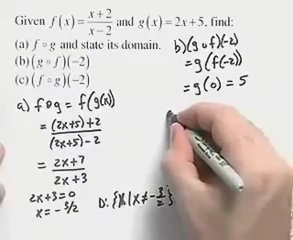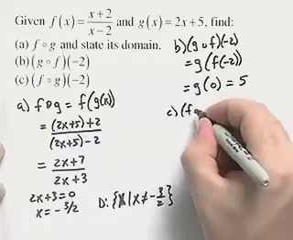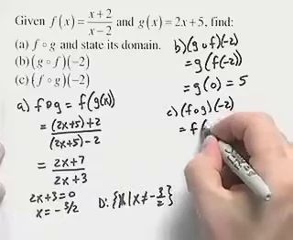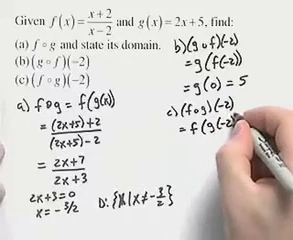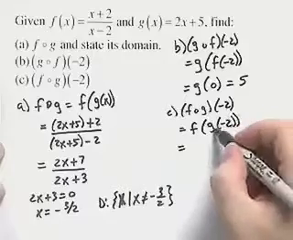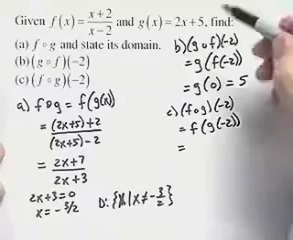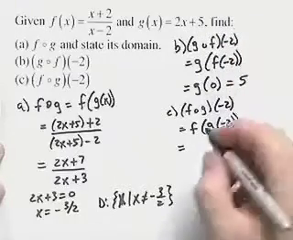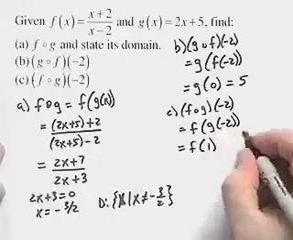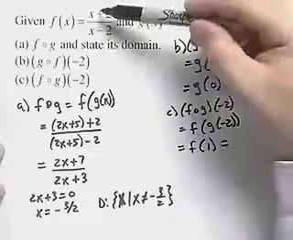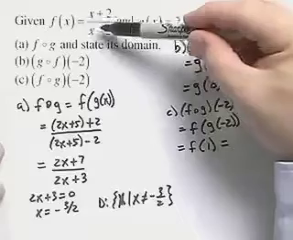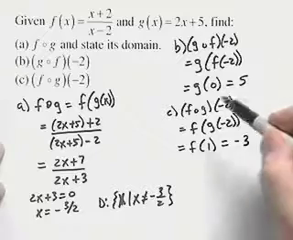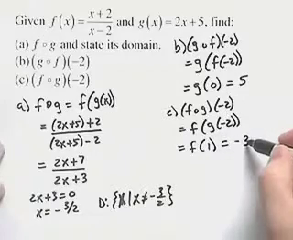For part C, we want to find f of g of negative 2. This is the same as f of (g of negative 2). So we first need to evaluate our function g when x is negative 2. Come up to our function g. 2 times negative 2 is negative 4, plus 5 gives us 1. So we really need to find f of 1. Put 1 into our function f. 1 plus 2, that's 3. 1 minus 2 is negative 1. 3 over negative 1 is negative 3. So f of g of negative 2 is equal to negative 3.